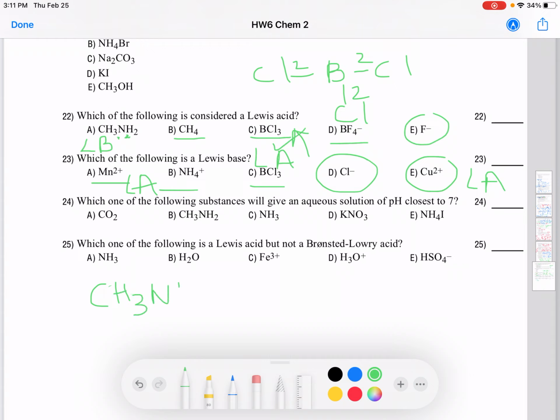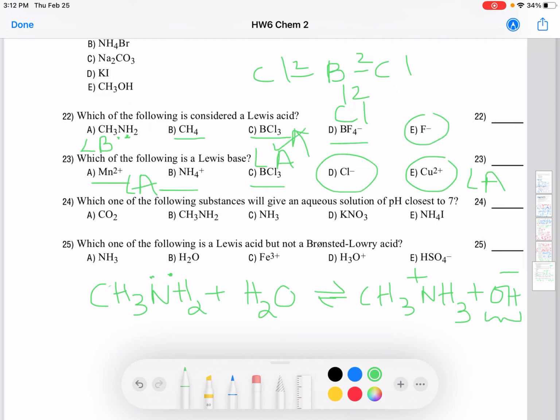Methylamine CH3NH2 plus water. Just like ammonia reacting with water, ammonia is a base. It would make CH3NH3 plus and hydroxide. Again, it releases hydroxide ions, making a basic solution. Same thing with ammonia. You see, it's similar to ammonia. Here we have 3 hydrogens. In the previous methylamine, you have 2 hydrogens and a methyl group. Same way, it's going to give you ammonium ions, NH4 plus, and hydroxide ion, giving you a basic solution.